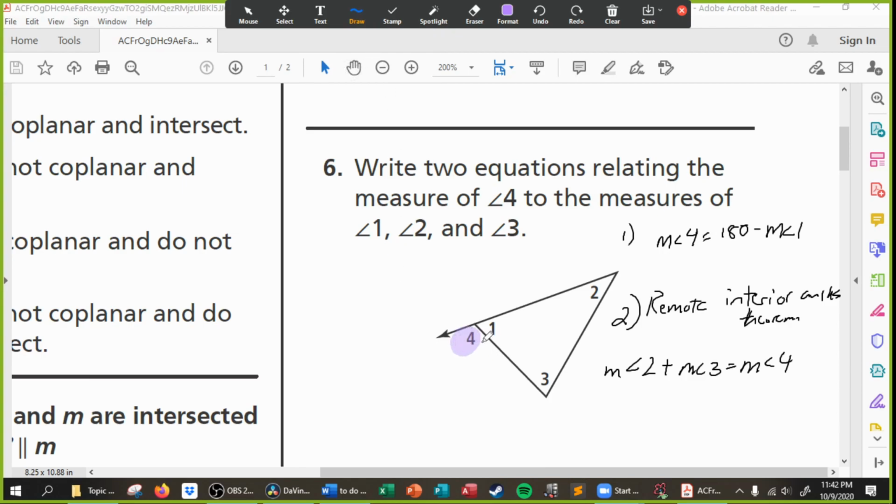So if I'm looking at angle 4, it's not going to be the one that's a linear pair that makes this, added together makes this angle. It's the 2 that it does not touch. Angle 4 touches angle 1, so I'm not using that for the remote interior, because again, remote means isolated. So angle 2 and 3 are isolated from my angle 4. So if I add 2 and 3 together, I get the measure of angle 4.